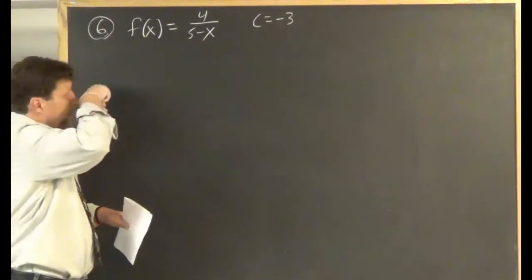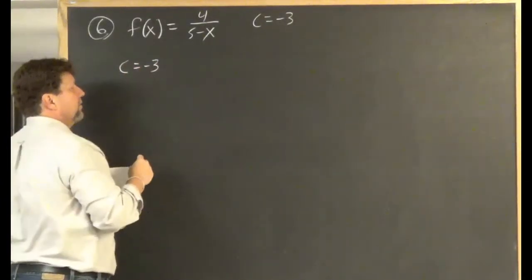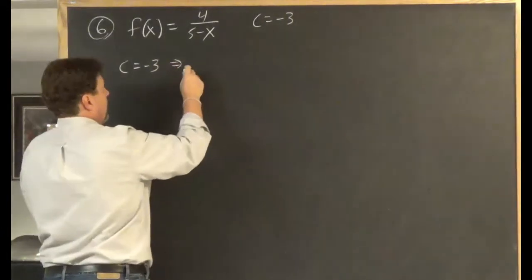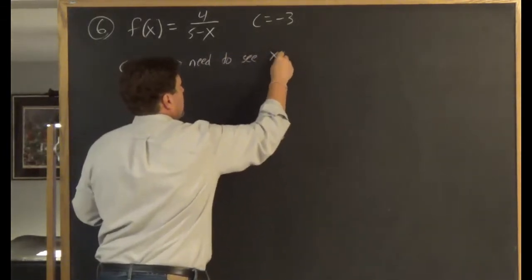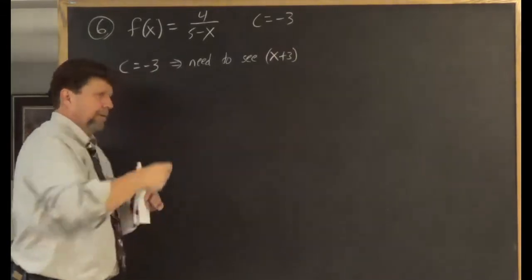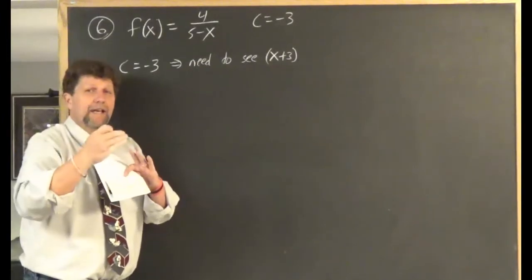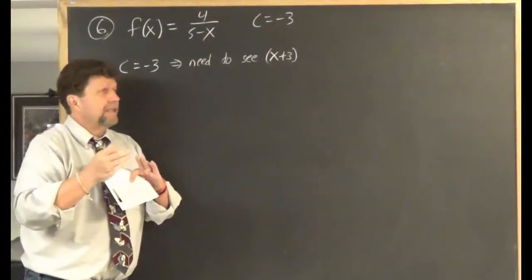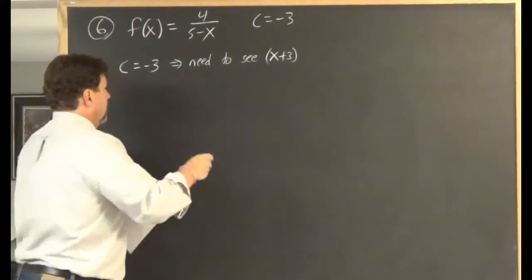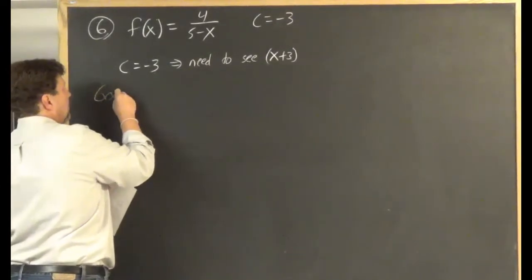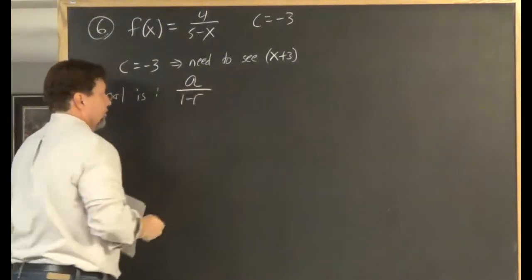And I gave you a hint, so let me write that down. When I see c as -3, that tells me that I need to see, eventually, an x plus 3. Because remember with the power series, that general form is the quantity x minus c to the n. Well, if c is -3, x minus a -3, that's an x plus 3. Next, I know my goal is to see an a over 1 minus r.